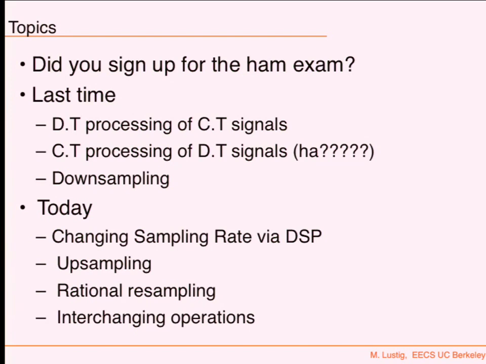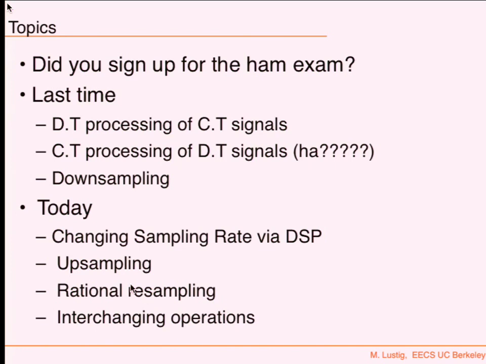Then we went over downsampling, and what we're going to do today is continue on the topic of changing the sampling rate via digital signal processing. We'll go over upsampling. Then what happens if you want to do some arbitrary rational resampling of your signal? You want to do that if you have different sampling rates of different systems. You want to adjust them.